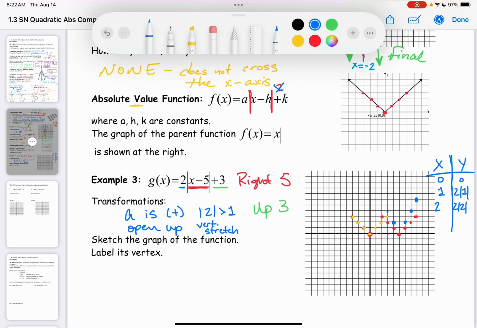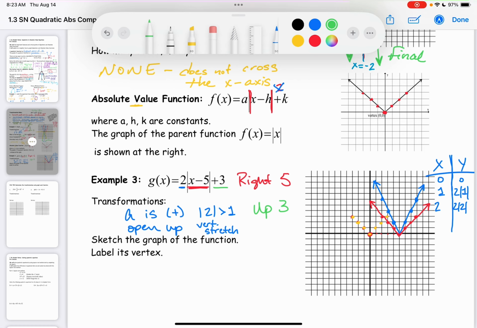So 1, 2, 2, 4, 3, 6. So you can see here the blue graph, which I'll go ahead and trace out. See how it got a little narrower than the red? It got a little narrower. That's a horrible line. So the red is like the original, and the blue has been vertically stretched.